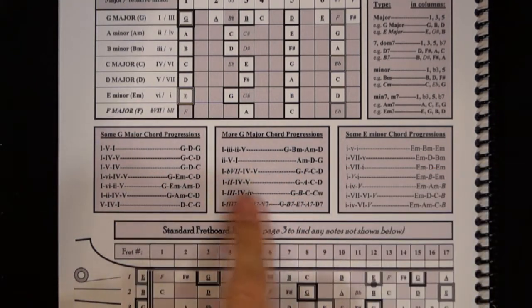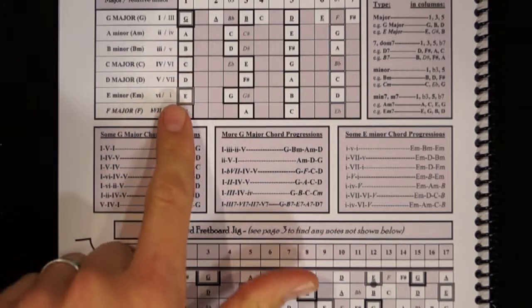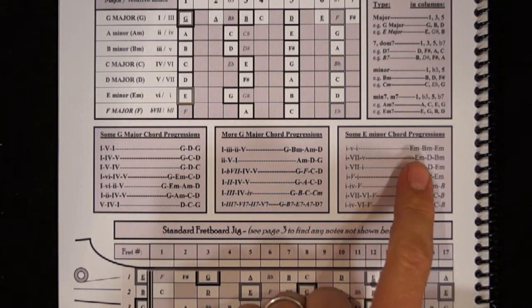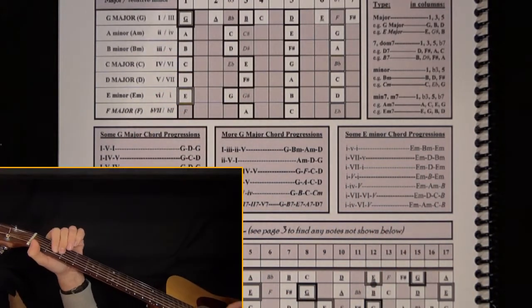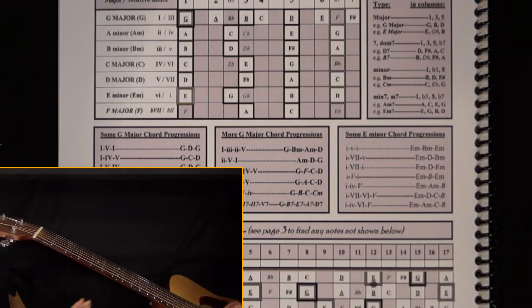So I've got a whole bunch of chord progressions you can try in here, and I'll have more videos that show how those work. And then I've got a bunch of minor chord progressions that use these Roman numerals. So a 1, 5, 1 in the key of E minor could be E minor, B minor, E minor. And see how it has kind of a sadder sound?